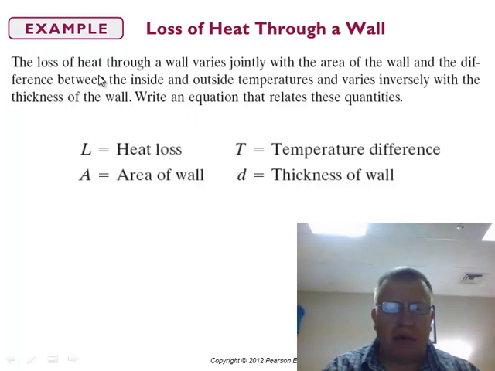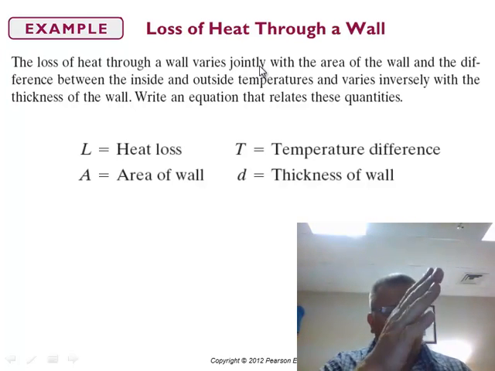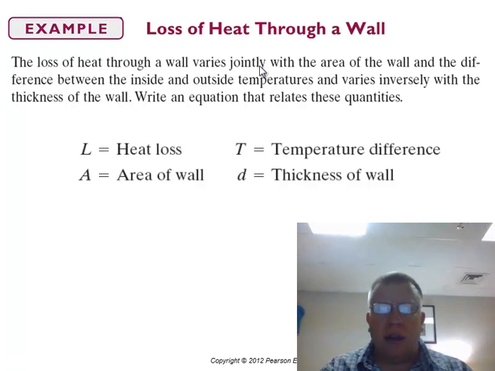Now let's reread this equation. The loss of heat through a wall varies jointly. So there is a direct proportionality between loss of heat for both the area of the wall and for the difference in the temperatures. And then there's that inverse relationship with the thickness of the wall. So let's see what the equation would look like.